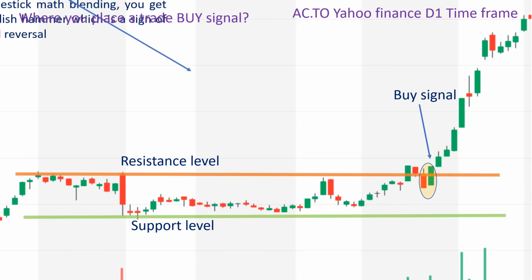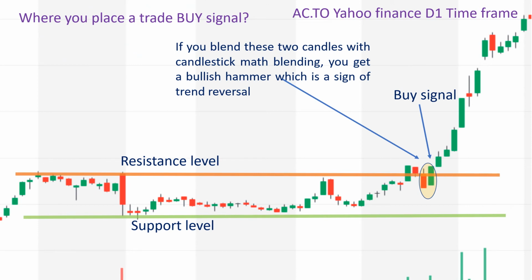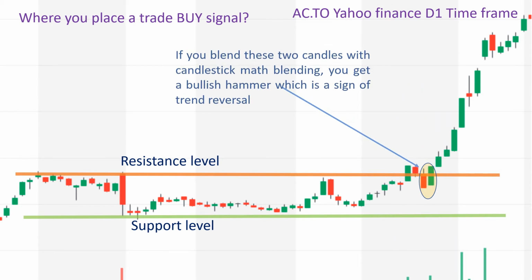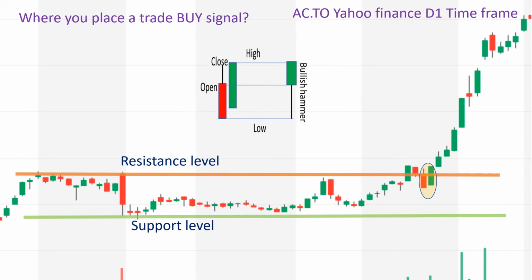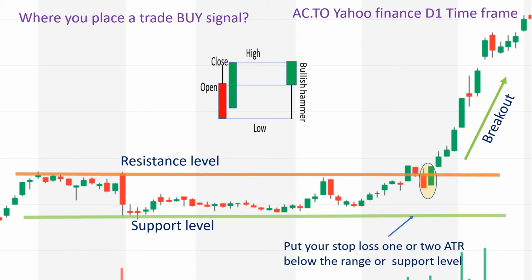You can blend these two candles with candlestick blending, and you get a bullish hammer, which is a sign of a trend reversal. This is how you blend these two candles, and the outcome is the bullish hammer, which makes the trend reverse. And finally, the price breaks out and goes upward. You can put your stop loss below the range or below the support level.